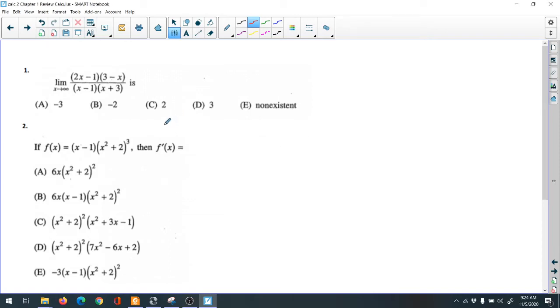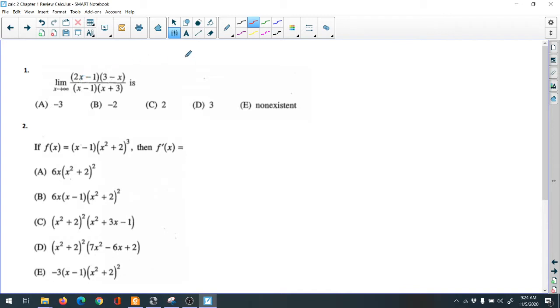Welcome to Calculus. I selected some questions from College Board exam. The first question, find the limits of rational function when x approaches infinity. So first we need to break down the function, simplify the top, multiply 2x minus 1 times 3 minus x.